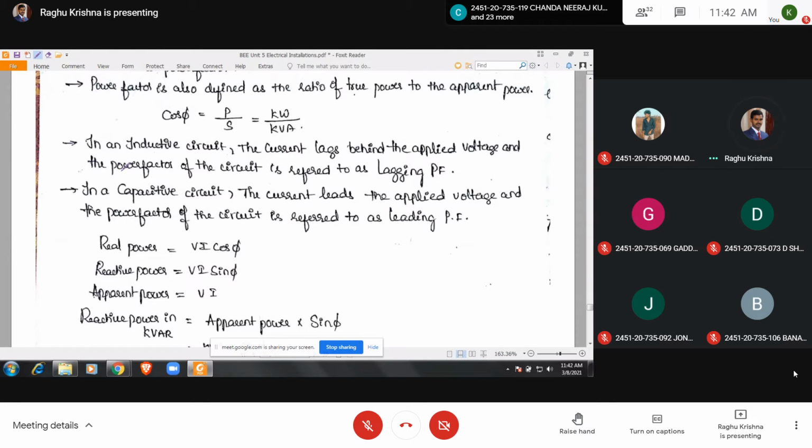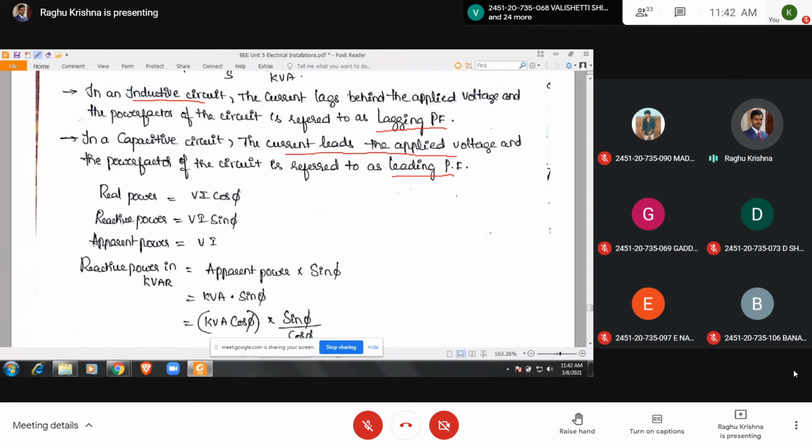In an inductive circuit, the current lags behind the applied voltage, and the power factor of the circuit is referred to as lagging power factor. In a capacitive circuit, the current leads the applied voltage, and the power factor is referred to as leading power factor. Now you know that real power is VI cos phi, reactive power is VI sin phi, and apparent power is VI.